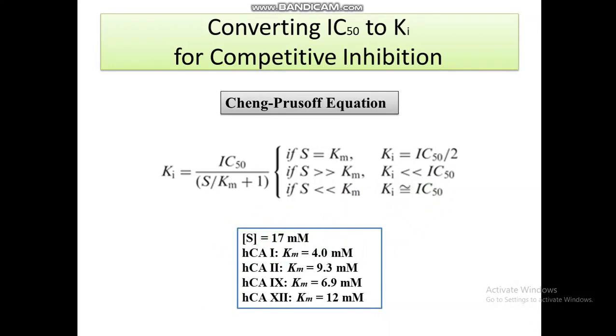Here I have given an example of carbonic anhydrase, with a substrate concentration of 17 millimolar. The Km value for human carbonic anhydrase 1 is 4 millimolar, and for carbonic anhydrase 2 the Km value is 9.3 millimolar. We can find these values for our enzyme in the literature, and we can also calculate them. The type of enzyme inhibition can also be determined, as I discussed in our previous study, using GraphPad Prism, the double reciprocal plot, or the Dixon plot.